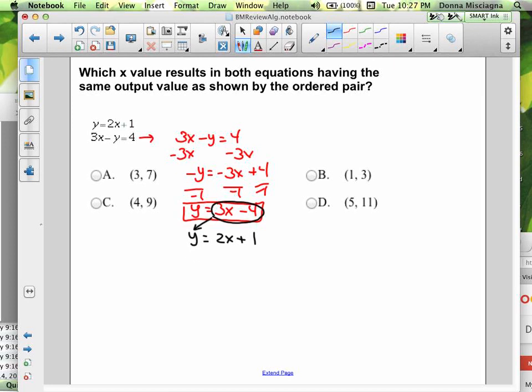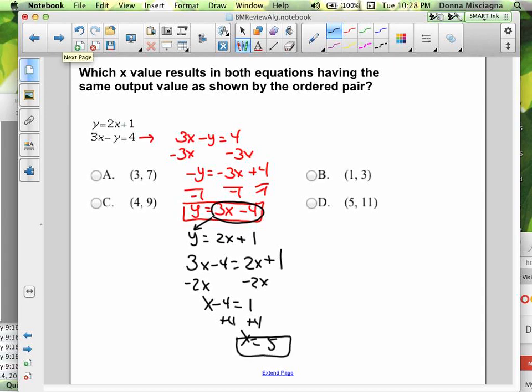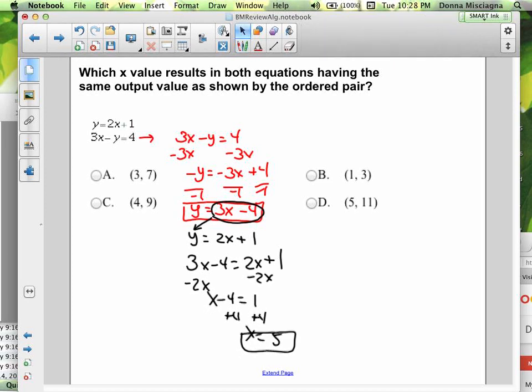So we have 3x minus 4 equals 2x plus 1. Subtract 2x from both sides. This is a pretty easy solve. x minus 4 equals 1. Add 4 to both sides, and x is 5. So 5 is our solution. We don't even have to plug in for y. There's only one here. Oops, I was hoping to make that look a little better. I wrote right through my x.